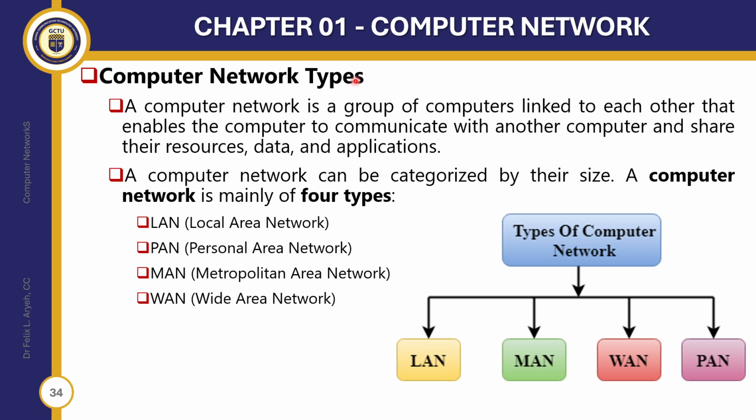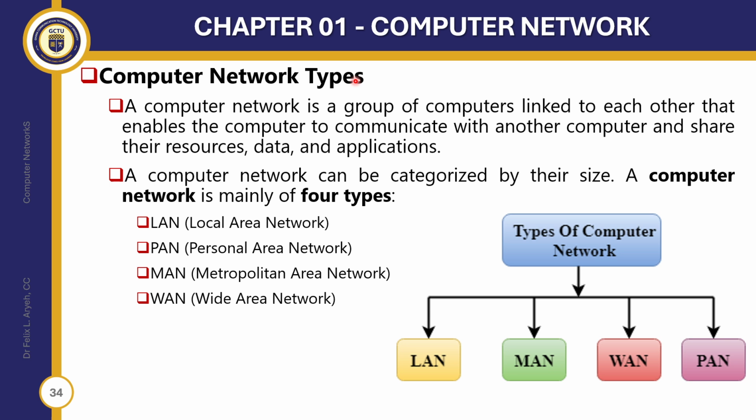So a computer network is a group of computers linked together to each other that enables the computer to communicate with another computer and share their resources, data, or application. So that is the main essence of a computer network. We do networking mainly because of this.